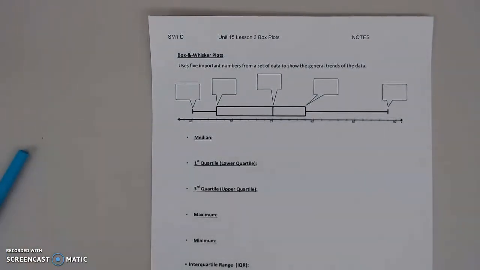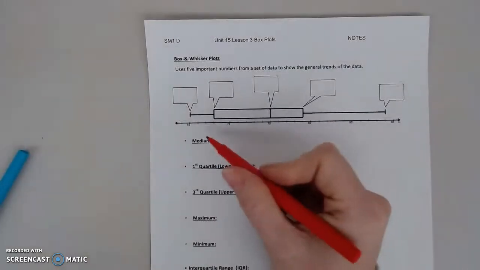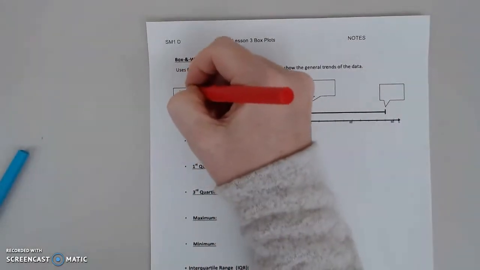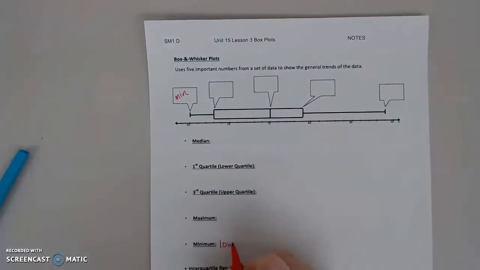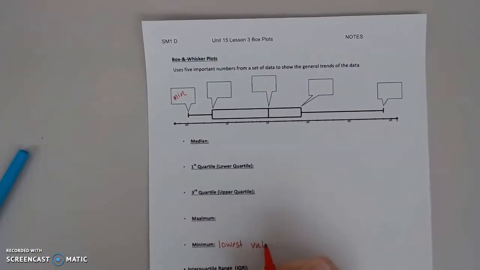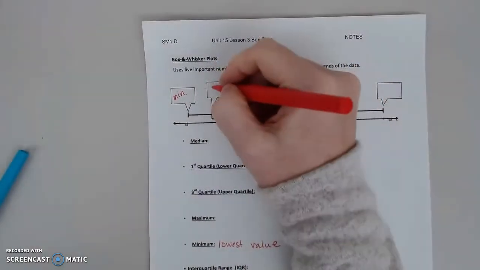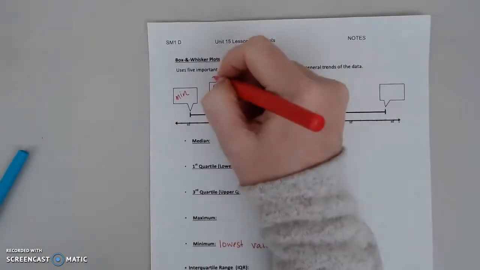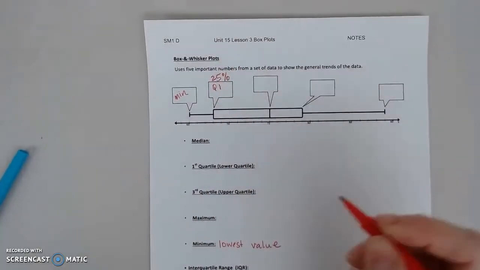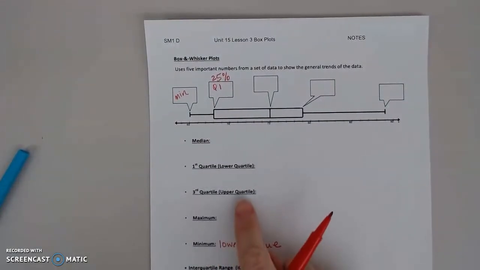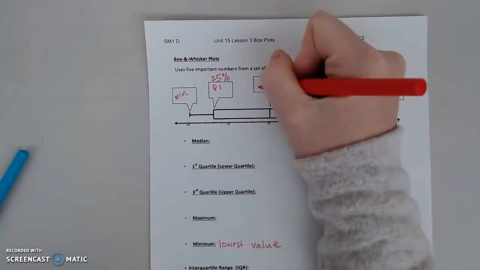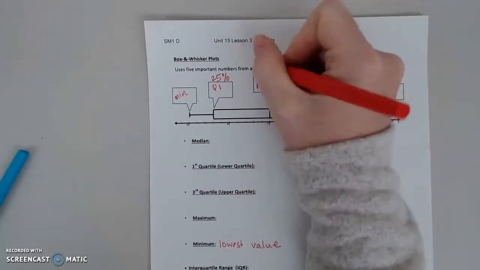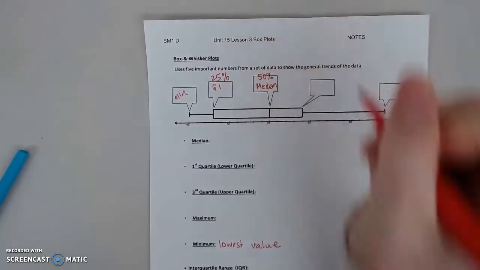Okay? So there are 5 data points that are important. So we'll go in order. The minimum value is the lowest value in your set of data. And then next we call it quarter 1, which is the lower quartile. So this represents 25% of the data. Okay, and then in the middle we have the median. And notice that's the middle of your box. That represents 50% of your data.